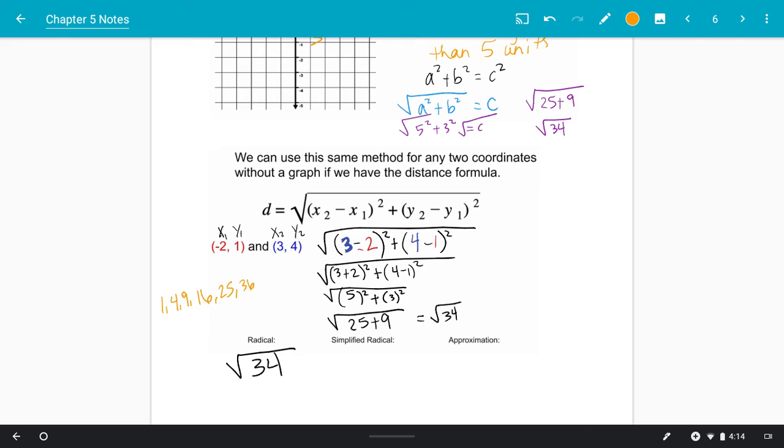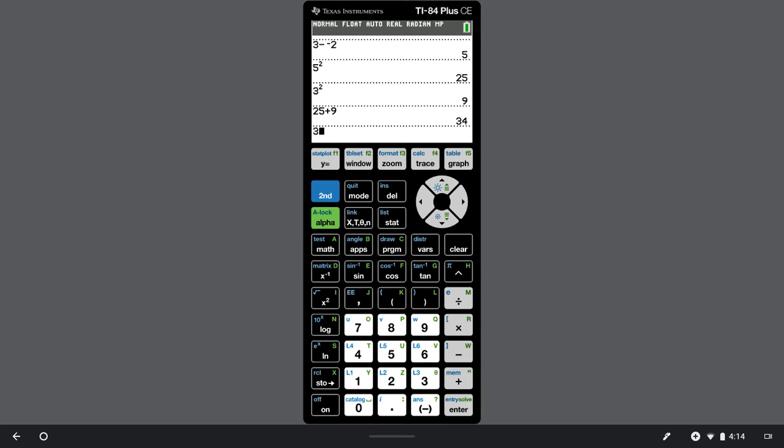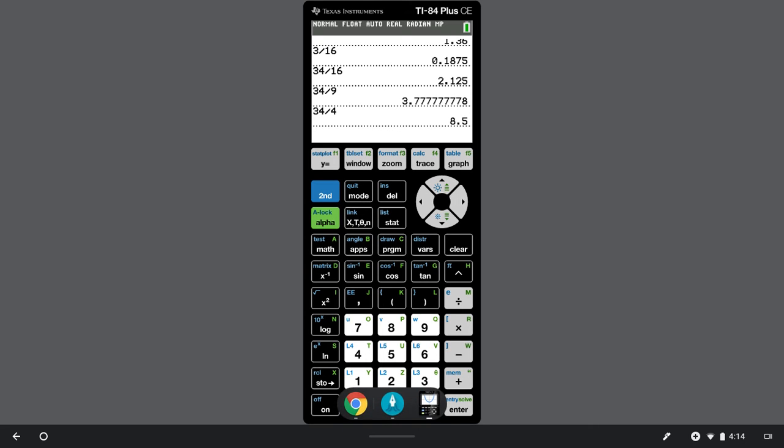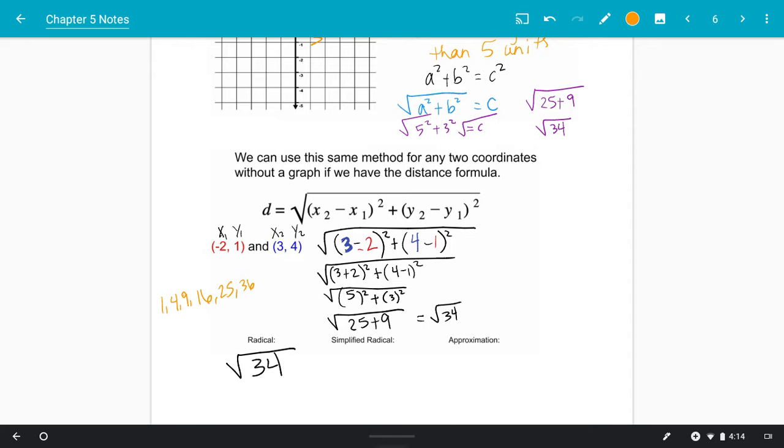Well, we would start by dividing by 25 here because 34 is closest to 25. So 34 divided by 25 is no good. 34 divided by 16 is next. Nope. Still nope. 34 divided by 9. No. 34 divided by 4. No. 34 divided by 1 would work, but it wouldn't change anything. So that means the simplified radical is still square root 34.